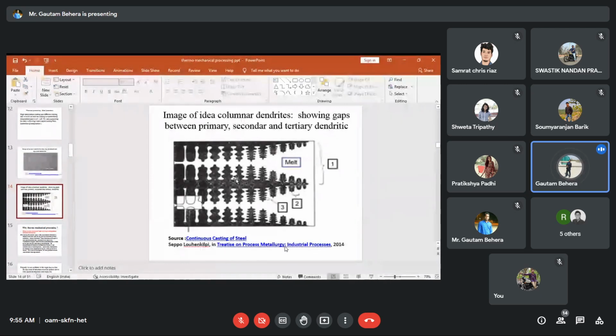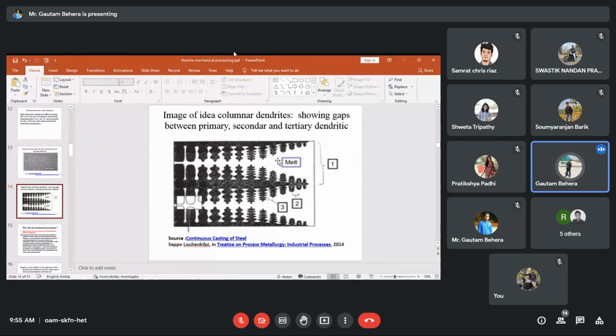So another issue with this is the segregation problem. The concentration of solute is not same everywhere, right? So this is another issue with this dendritic structure. That means in the interdendritic region the concentration of solute will be higher. So obviously dendrites have low solute concentration, but the interdendritic region has higher solute concentration. It doesn't mean that the interdendritic region will not solidify. It will solidify later with more solute concentration. Okay.